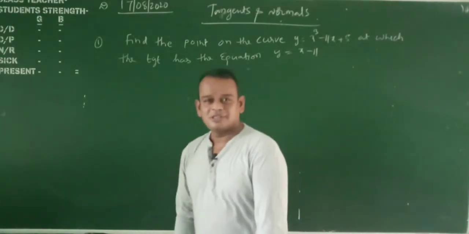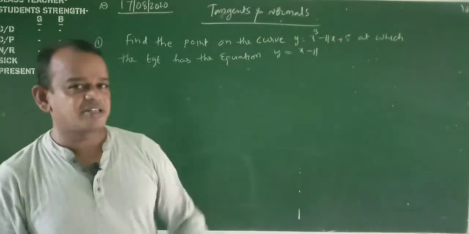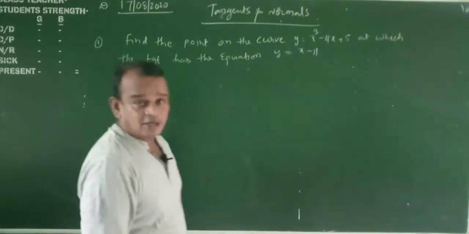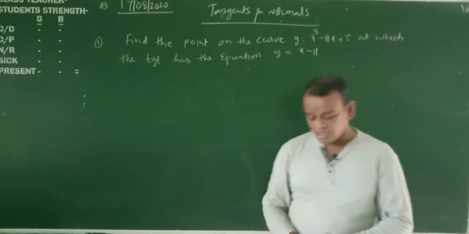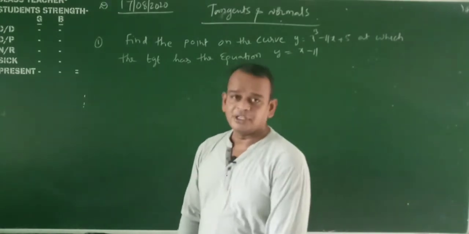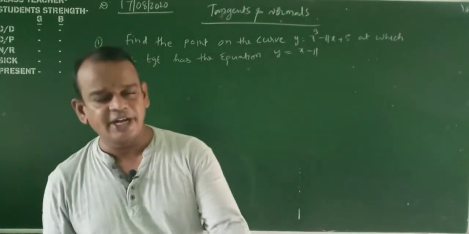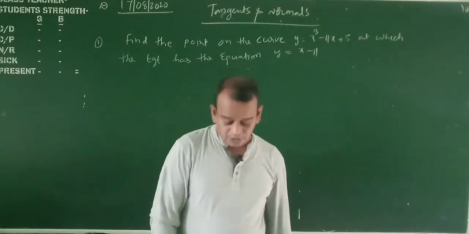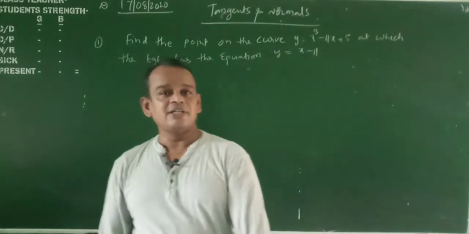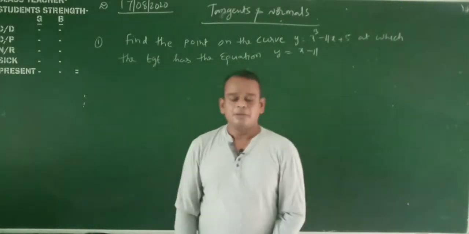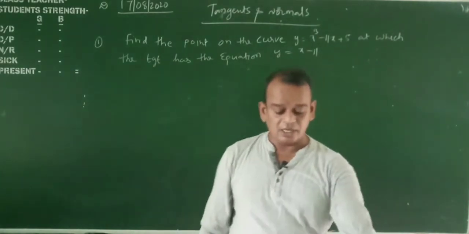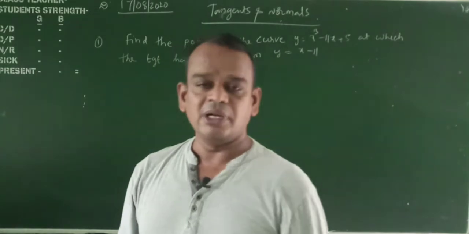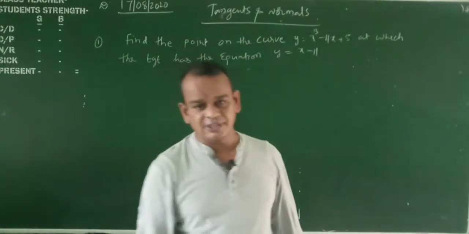Before class, we discussed the introduction to tangents and normals: what the tangent means, what the normal means, and how to find the gradient, which is nothing but the slope of the tangent. When tangents are parallel, m1 equals m2. When tangents are perpendicular, the product of their slopes is equal to -1.